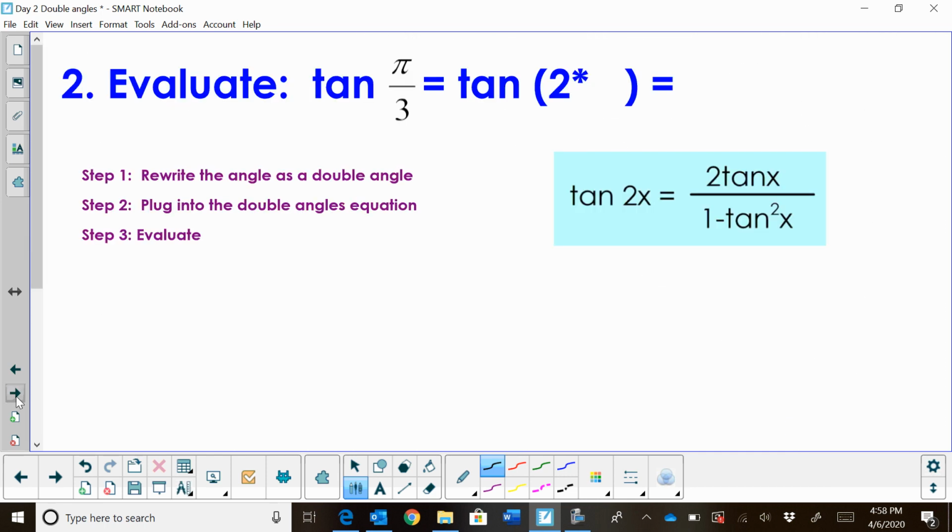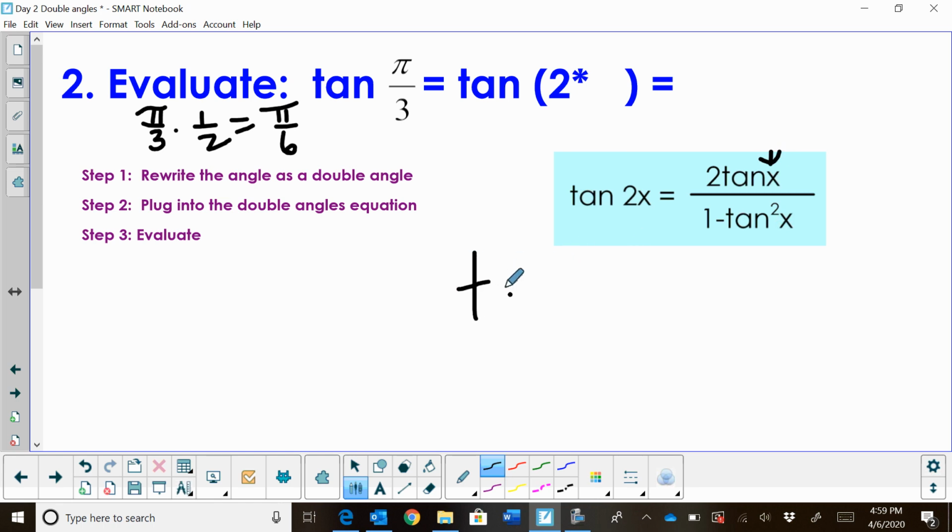Okay, let's try tangent of pi thirds. Well, what's half of pi thirds? You have to think through what half of that is. Well, half of pi thirds is pi sixths. So we're going to use pi sixths to work with it, okay? So let's rewrite this with half the angle in here.